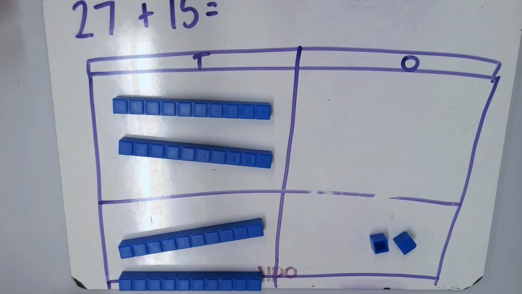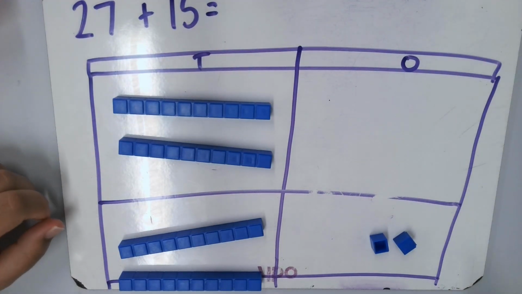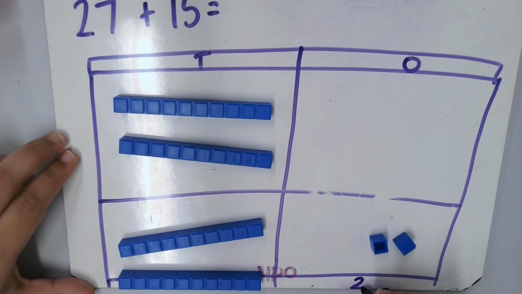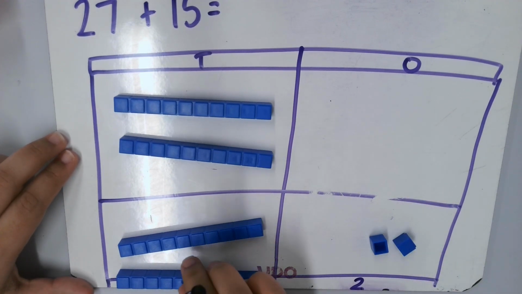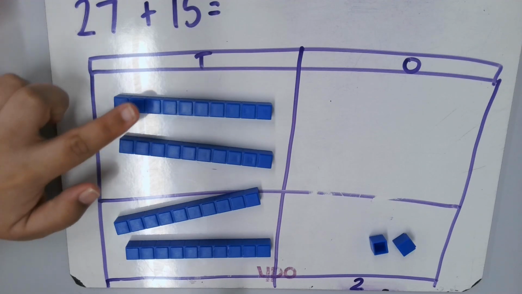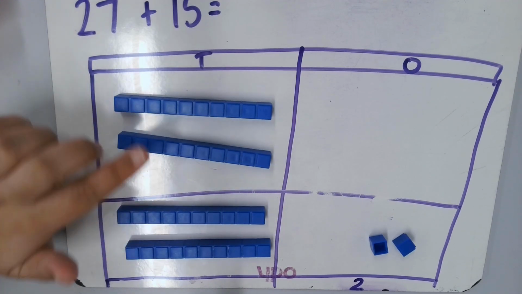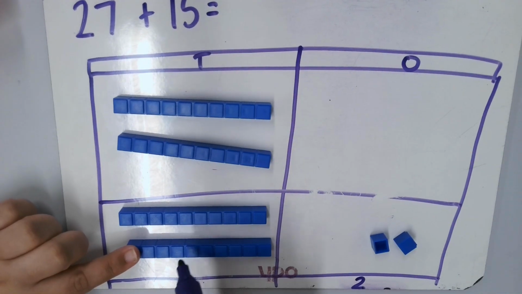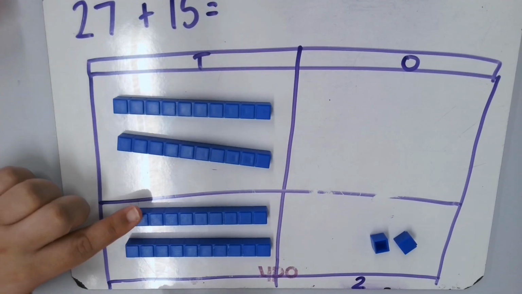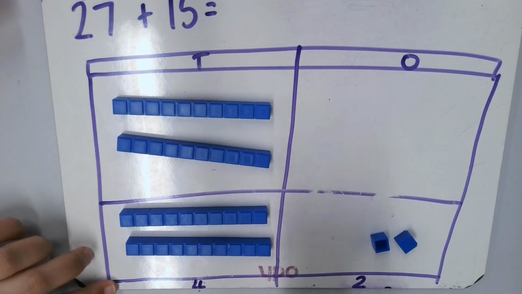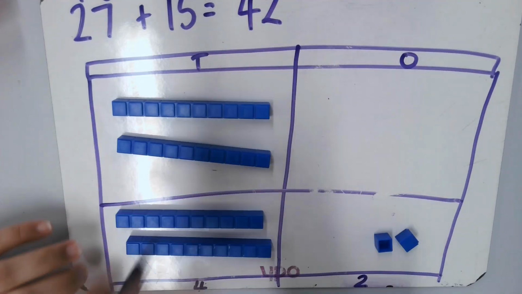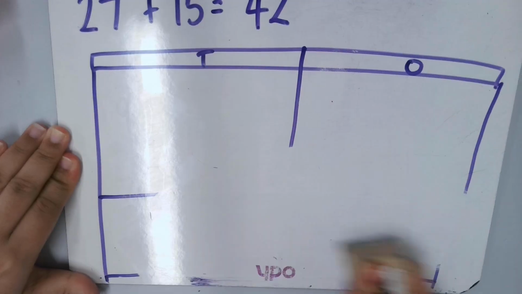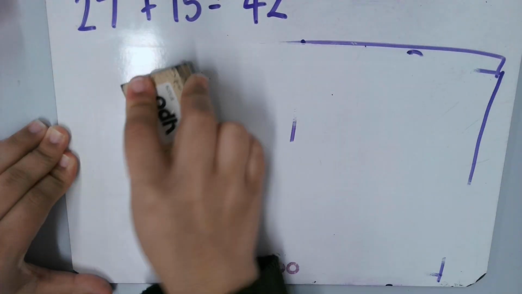And I can just add that here. Well, now this becomes so much easier. I've got 2 ones in my ones column, and I can just add up my tens. I had 2 tens, add 1, which is 3, and I'm adding on the extra 10 that I regrouped. So 3 add 1 makes 4. My answer is 42.